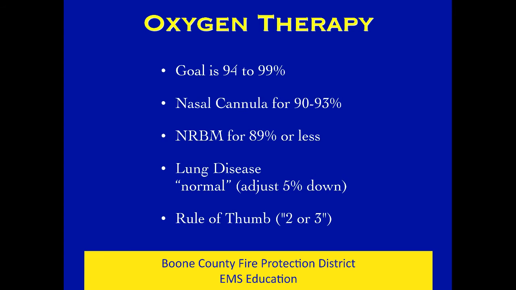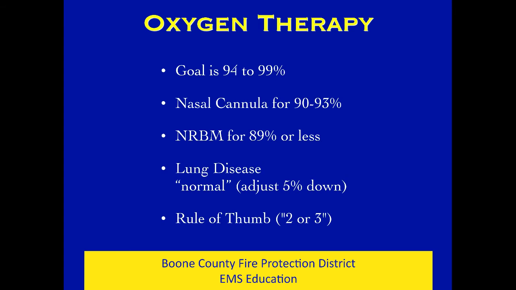So if we go by this silly, simplistic formula that says, oh my God, he's not at 90, he's at 88%, he must get a non-rebreather mask, that's bad medicine, and we're smarter than that. It's not what our medical director wants. It's not what most standard protocols have, and so we shouldn't be doing that. In the absence of lung disease, a guy at 88% gets a non-rebreather mask. But in the presence of lung disease, let's adjust that normal down a little bit, maybe 5%.